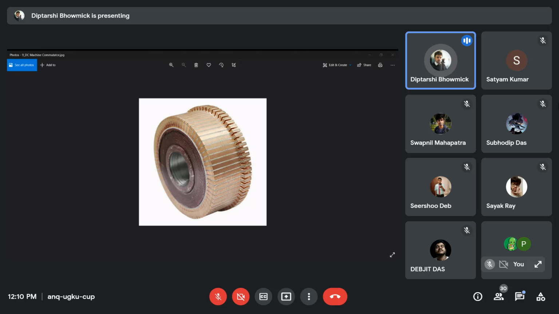Now the diameter of the commutator is 10.5 centimeters, so you have to measure the diameter of the commutator, which will be this one. And the commutator diameter by armature diameter ratio you have to find out. The armature diameter is 15 centimeters and the commutator diameter is 10.5 centimeters, so it will be 0.7.